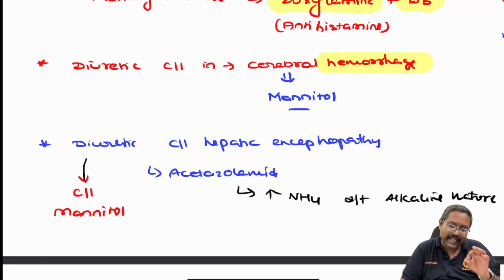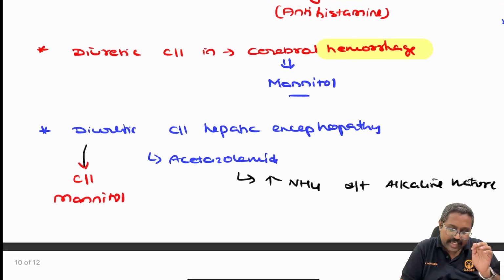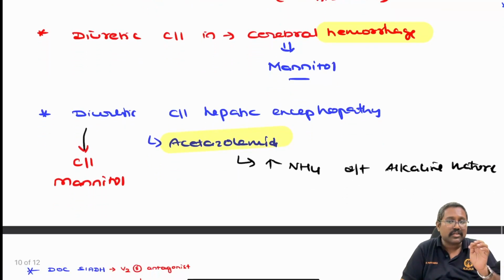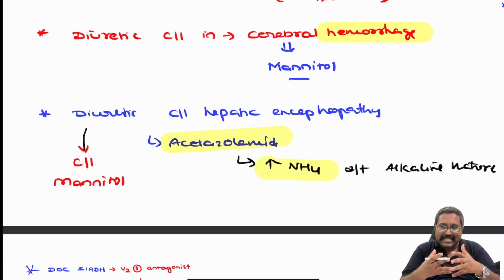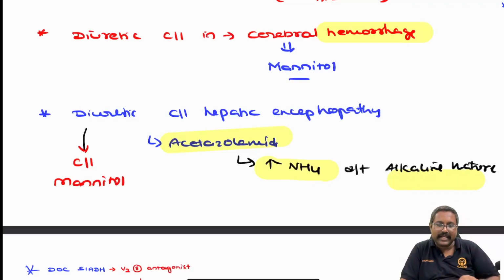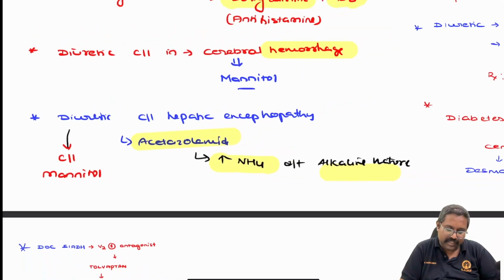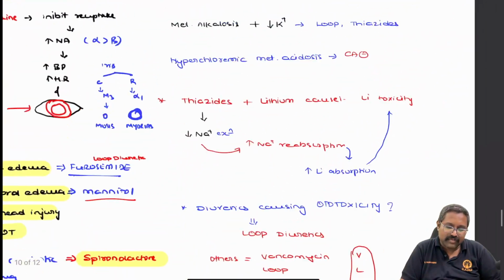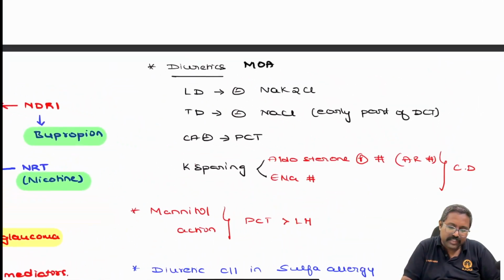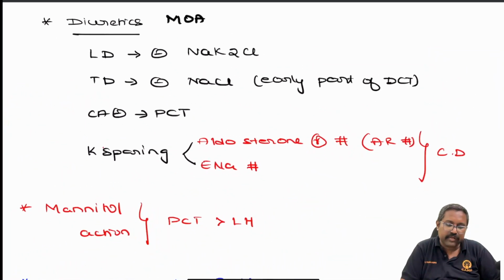Which diuretic is contraindicated in case of hepatic encephalopathy? Especially acetazolamide, because acetazolamide will increase the ammonium levels, because of its alkalinity. Since it creates the alkaline nature, there will be an increase in the ammonium levels. They are totally contraindicated. Is that clear? So mannitol is contraindicated with respect to cerebral hemorrhage, not with respect to cerebral edema.